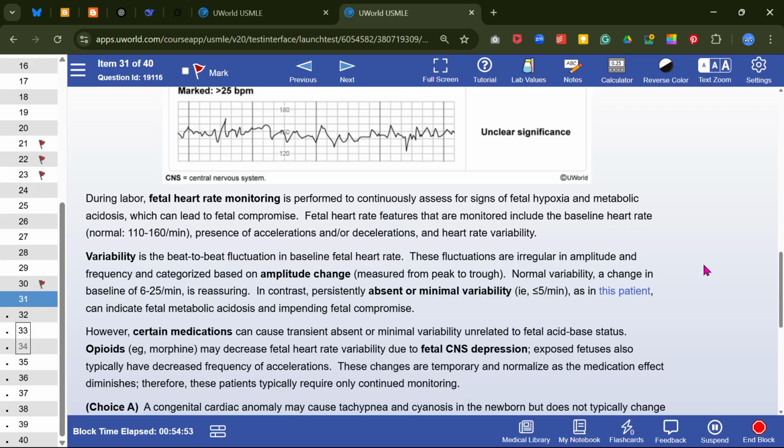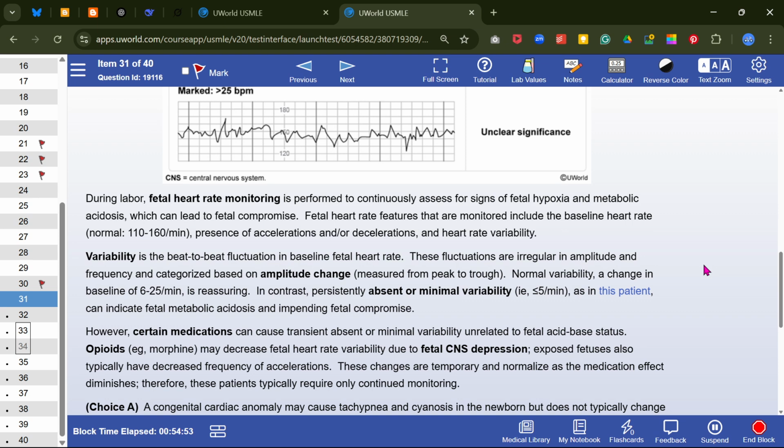Normal variability, a change in baseline from 6 to 25, is reassuring. In contrast, absent or minimal variability, as in this patient, can indicate fetal metabolic acidosis and impending fetal compromise. However, certain medications can cause transient absent or minimal variability unrelated to fetal acid-base status.